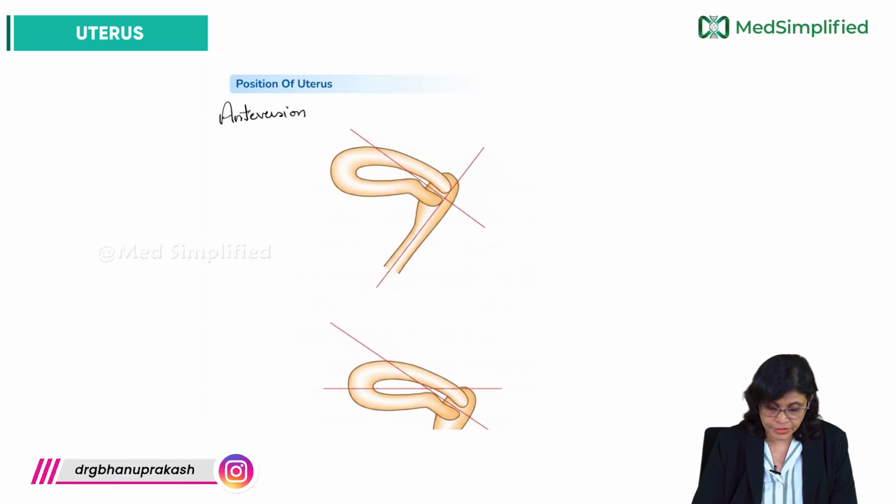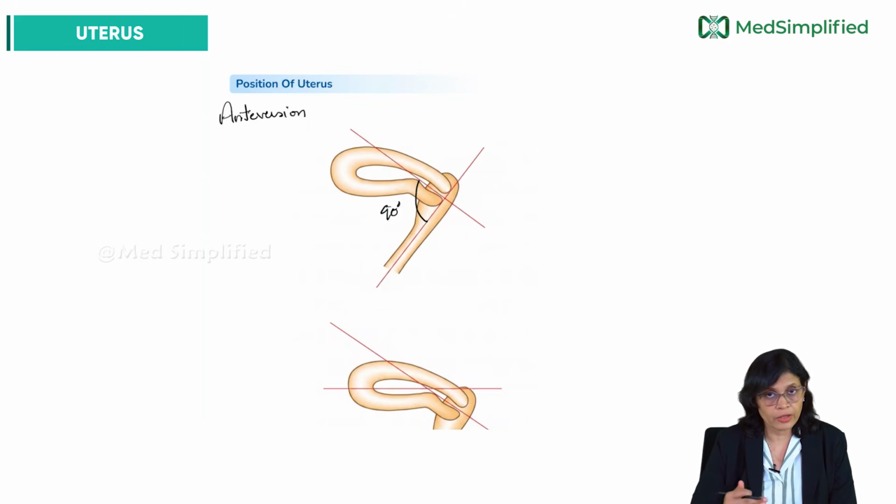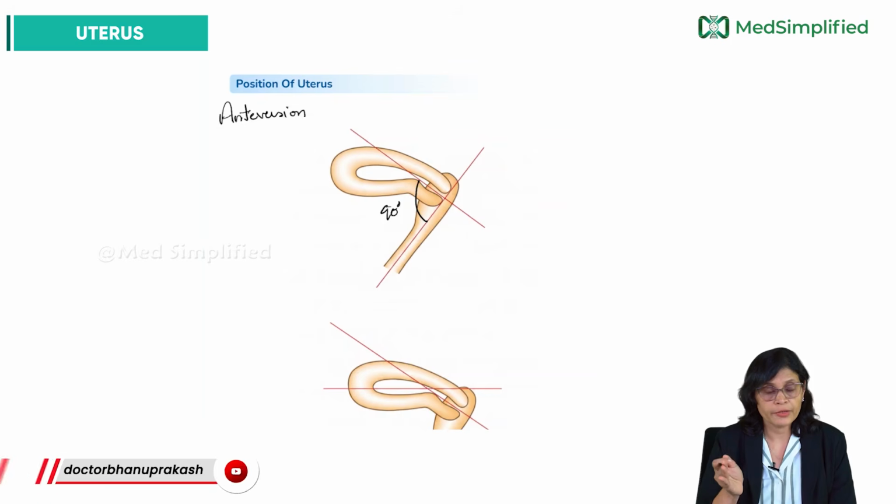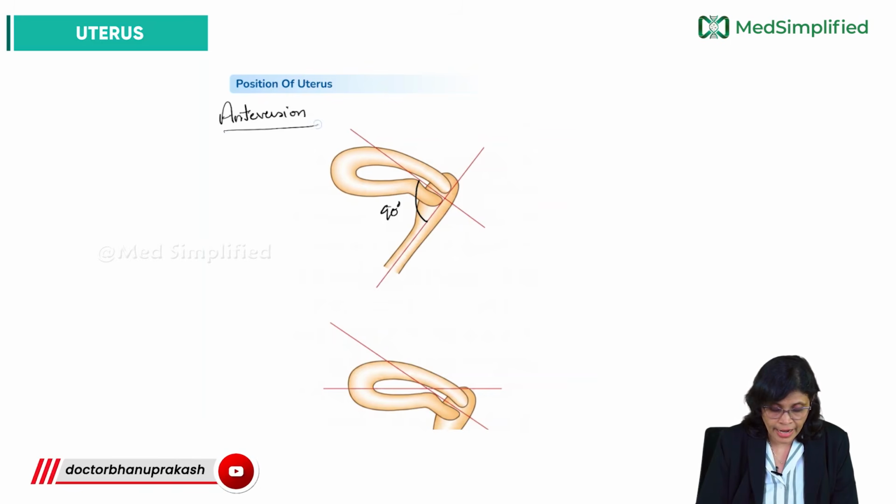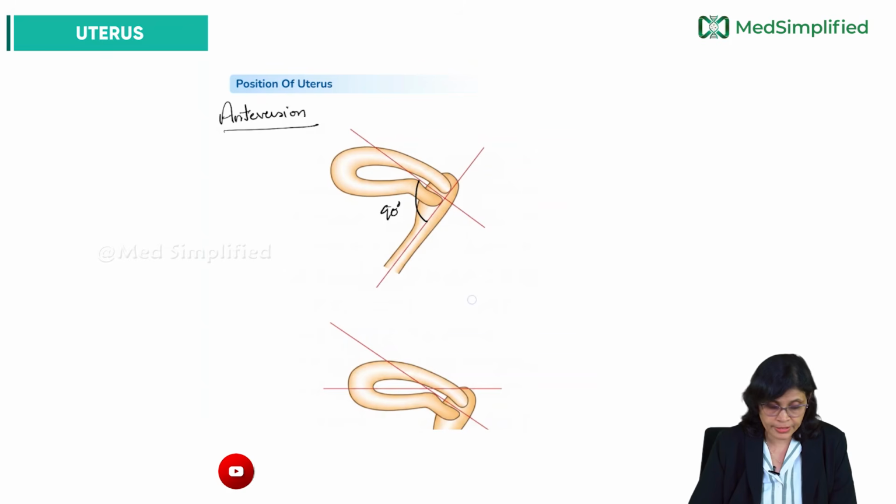When we say anteversion, the long axis of the cervix is bent forward on the long axis of the vagina, and this angle is about 90 degrees. This is the angle of anteversion. So the long axis of the cervix is bent forward on the long axis of the vagina, forming an angle of about 90 degrees, and that we call anteversion. When the uterus is in this position, we call it anteverted.